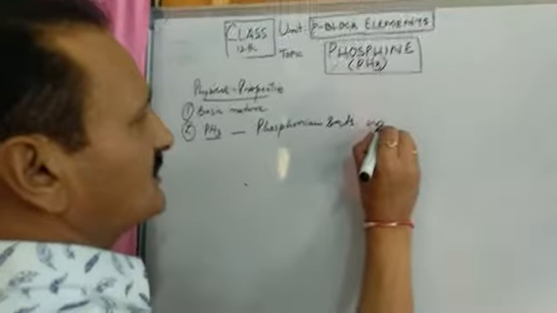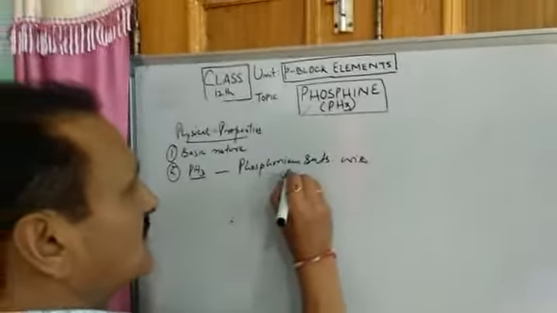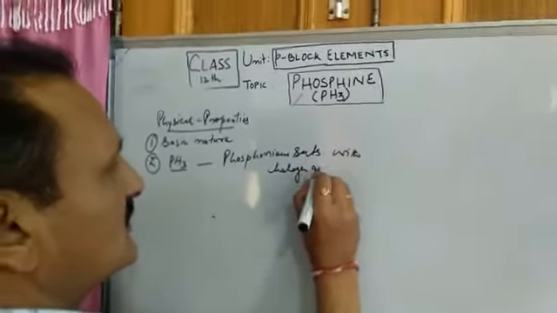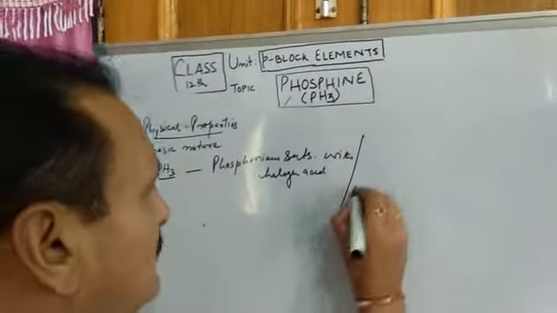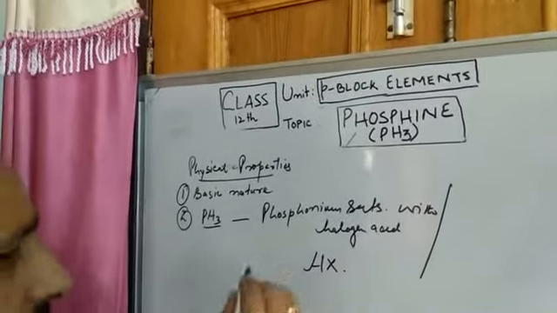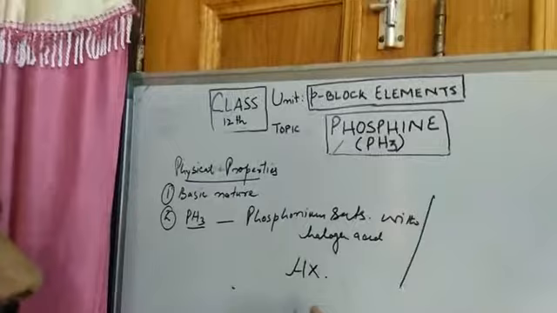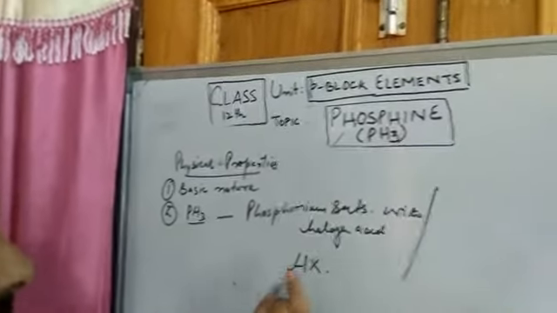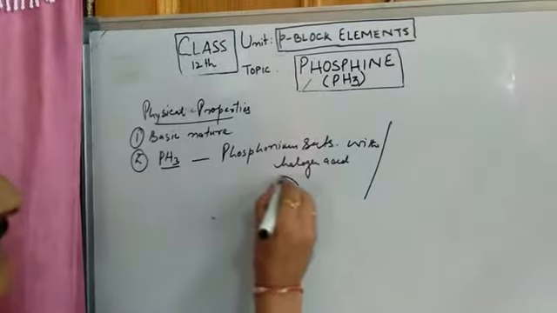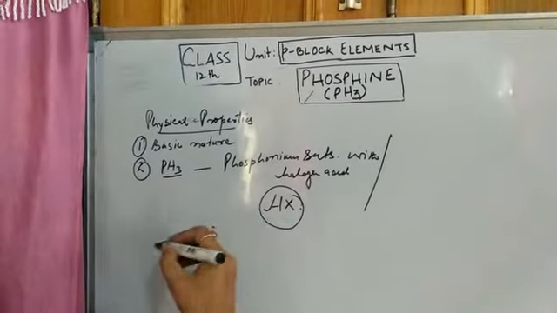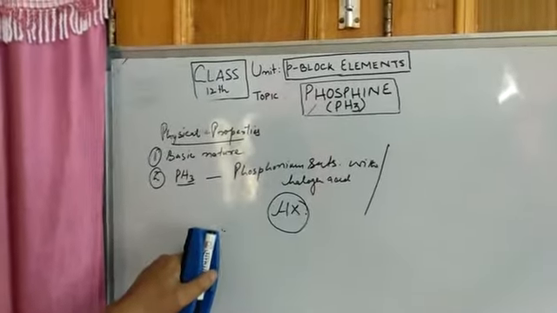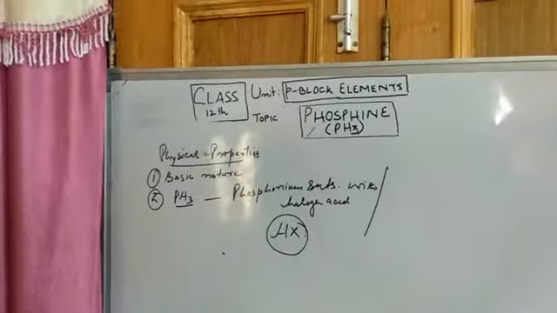With halogen acids. What does it mean? What are halogen acids? This is the general formula of halogen acids, HX. With halogen acids, phosphine can combine and form phosphonium salts.